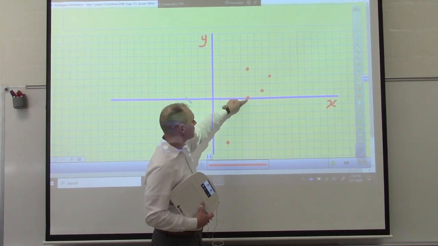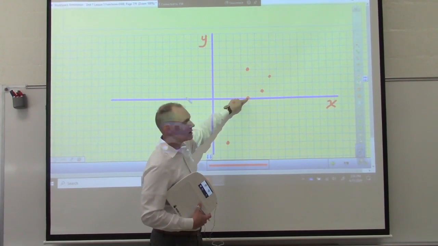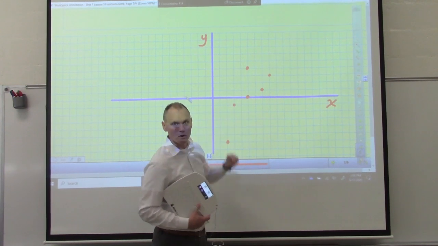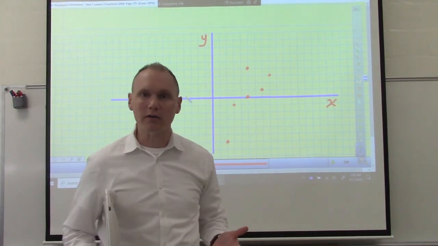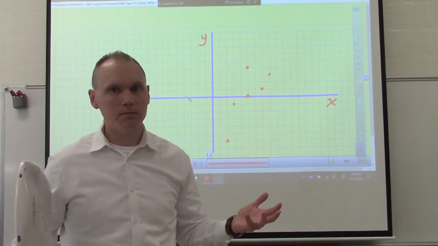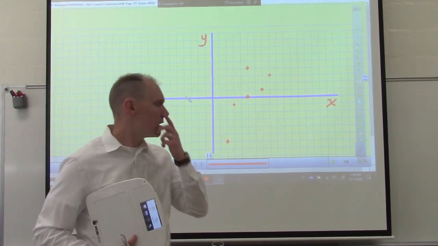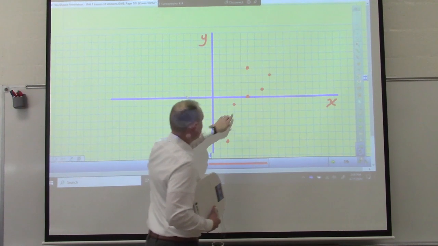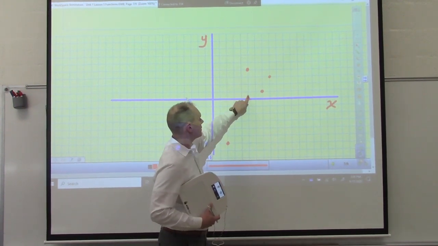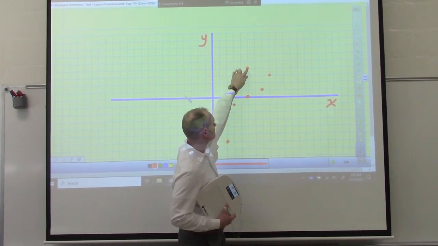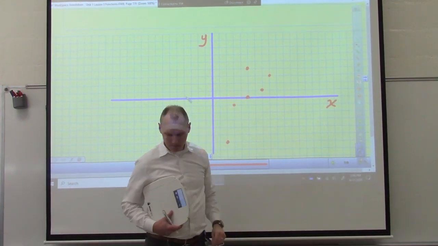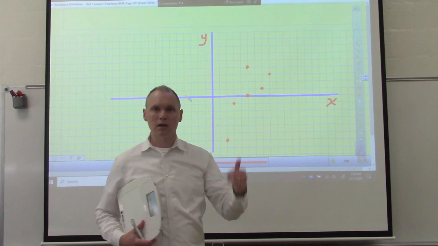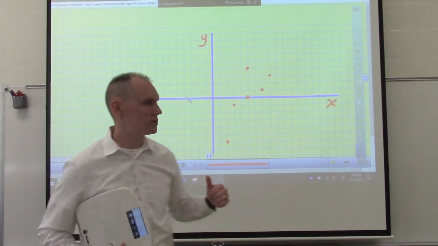5 goes to 0. Oh, but wait. 5 also goes to 4. So there's some uncertainty there. What is the output when we put in 5? We don't know, right? Because there's multiple choices. So this part right here at 5, because these 2 points both have an x value of 5, it makes it not a function, just like the table did and just like the set of points did.